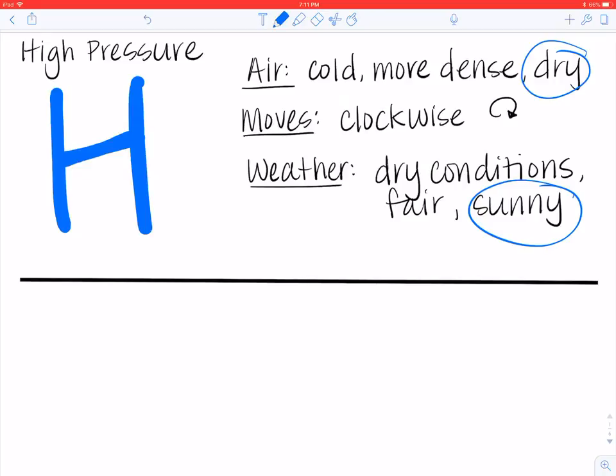Another way to remember the kind of weather that happens at a high pressure system is that high pressure is happy weather. High pressure is happy. Happy weather is sunny weather. So high pressure is happy weather, which means it's going to be sunny. So every time you see a blue H on a weather map, you should know and recognize that the weather in that area is going to be sunny.